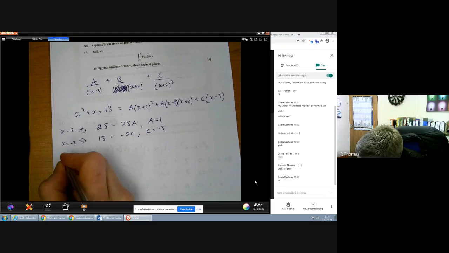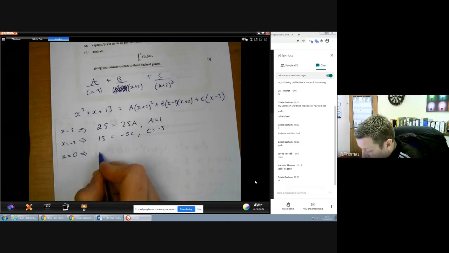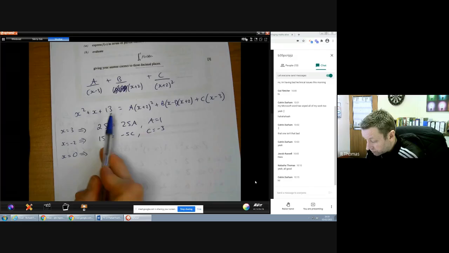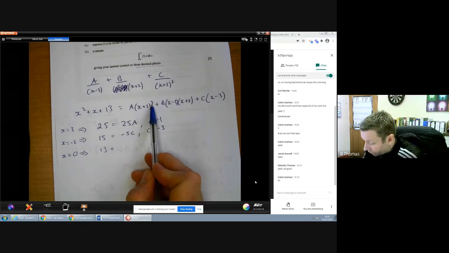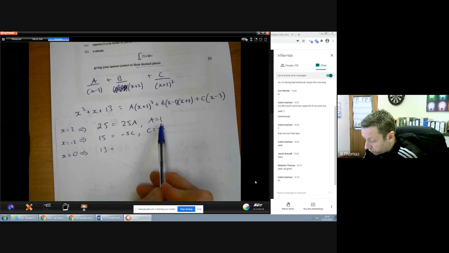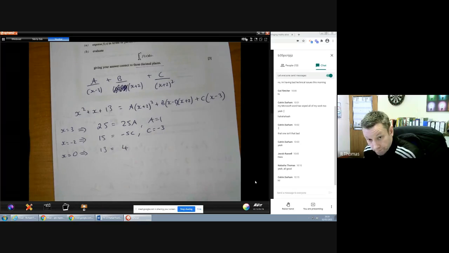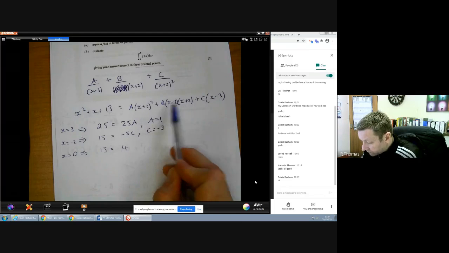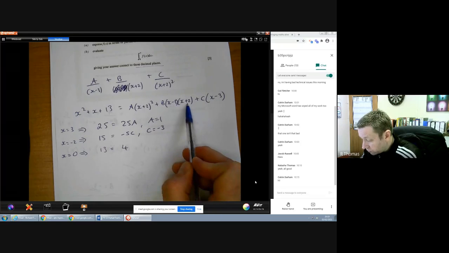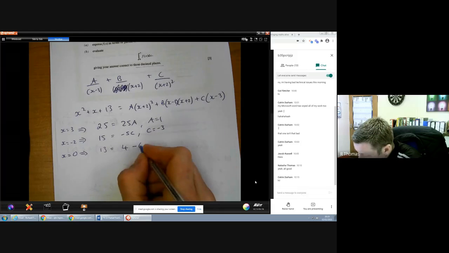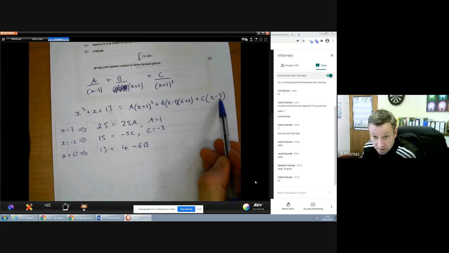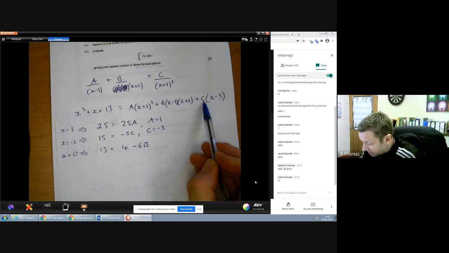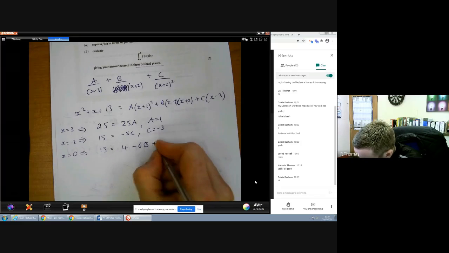So you can pick anything for the third one, but I have advised you to always go for 0 if available. So I'm just left with 13 on the left. 0 plus 2 is 2. 2 squared is 4. So I've got 4 A's, which is 4 1's, which is 4. These are both 0. So I've got minus 3 times plus 2 times B, which is minus 6B. And then 0 minus 3 is minus 3. So I've got minus 3 times C, minus 3 times minus 3 is plus 9.